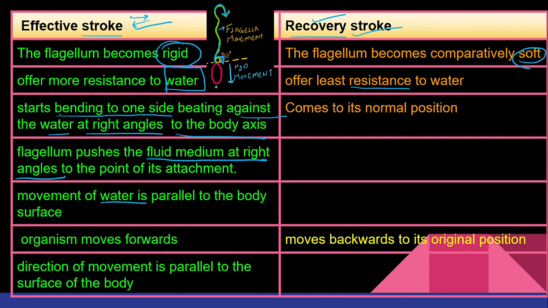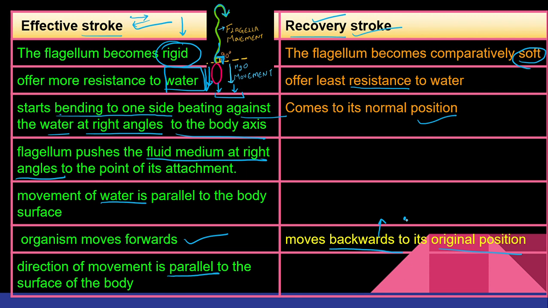See, flagella is moving at 90 degree, but what is the movement of the organism in a forward direction? What is the movement of water in a forward direction? Isn't it parallel movement? Obviously it is a parallel movement, and the organism will move forward. The direction of movement is parallel to the body surface. This is the body surface and this is the movement of the organism. So both are parallel. But when we talk about the recovery stroke, what will happen? It comes to its normal position. That means it moves backward to the original position. In the effective stroke, the organism is moving in a forward direction. In the recovery stroke, it will move in a backward direction. That means it comes to the original place.